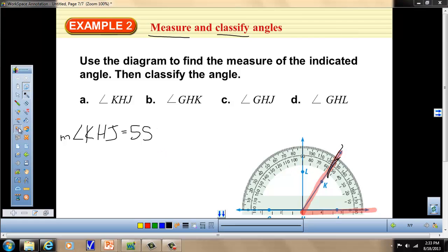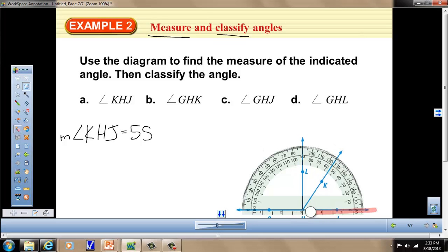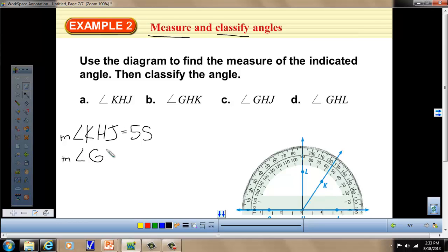Let me erase that real quick. We'll go on to the next one. The next one we have the measure of angle GHK. And we'll go ahead and classify these angles when we're done.